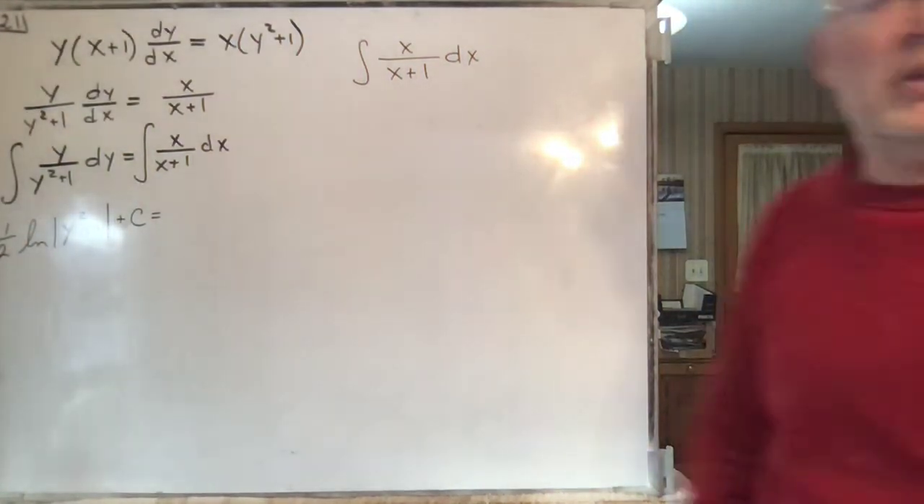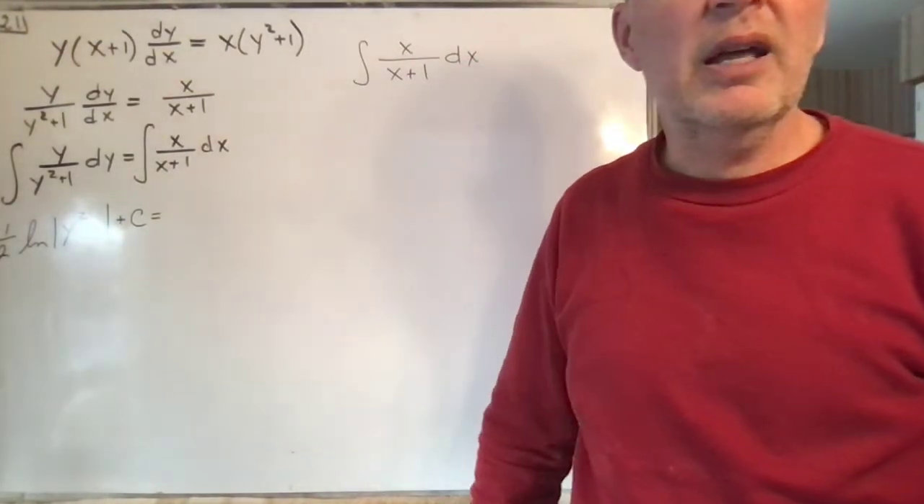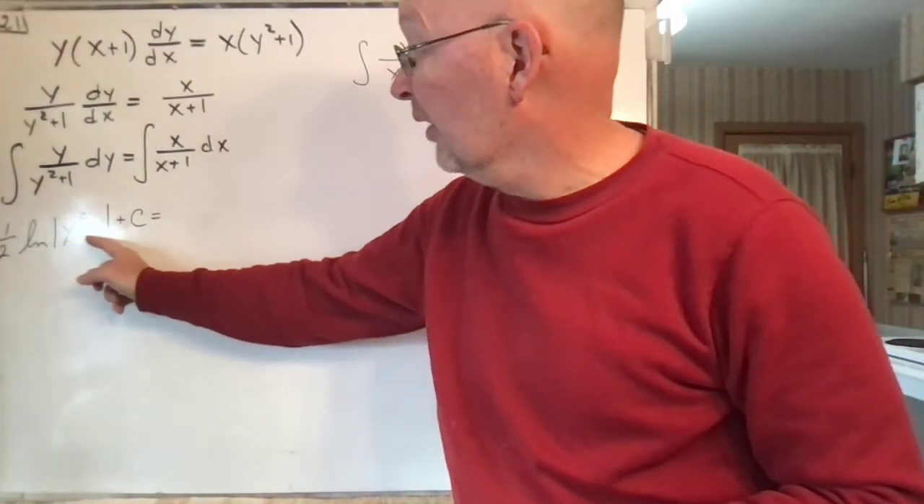Okay, so there's going to be a couple little spots on the board where you've got a little glare there, but that's ln of y squared plus 1.